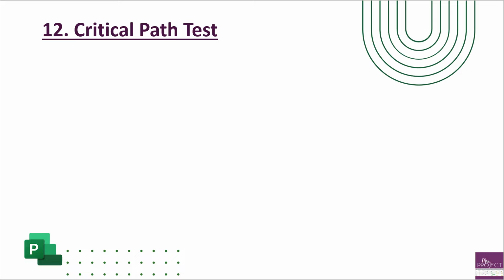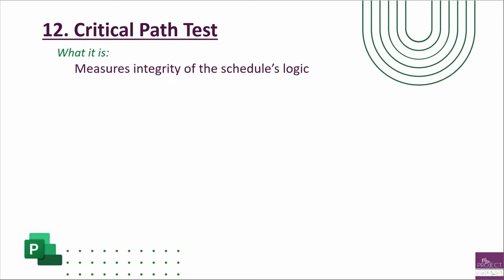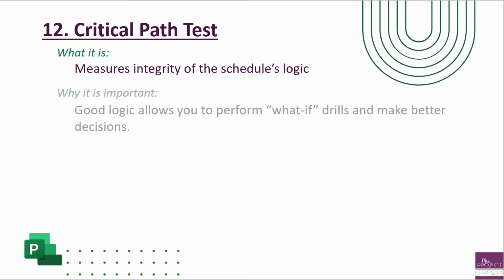So the critical path test is measuring the integrity of your schedule's logic. We've been focusing on logic with all the previous metrics, and this one is looking at making sure that you've got it and it's testing it to make sure it's accurate. So why this is important is because good logic allows you to perform what-if drills and make better decisions. Because again, we want this to be a tool for the project managers to make decisions off of what past performance is, what the future looks like, and make decisions to get us back on track if we've fallen behind, or make sure that we don't hit any pitfalls, because the better you plan, the easier it is to execute.